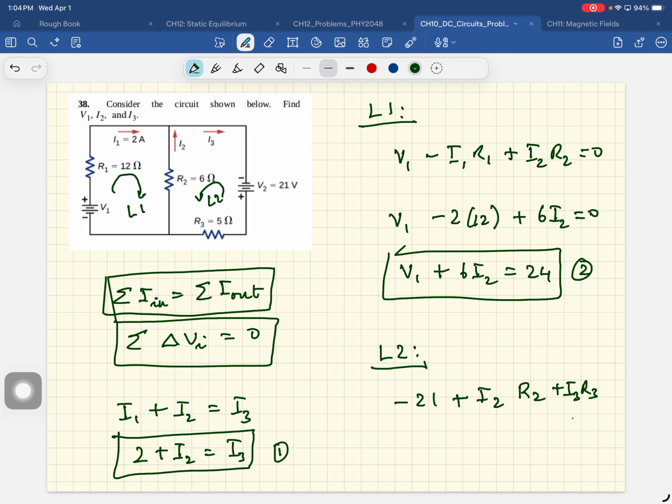And what does all this add up to? 0. All right, so let's put in the numbers. I2 R2 is 6 I2, plus 5 I3, equal to 21. There's the third equation.